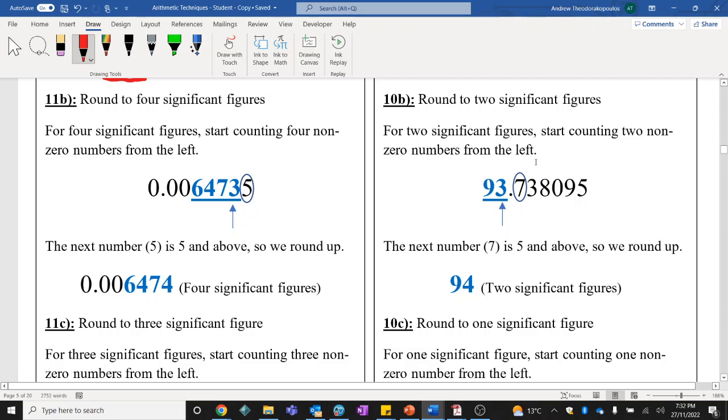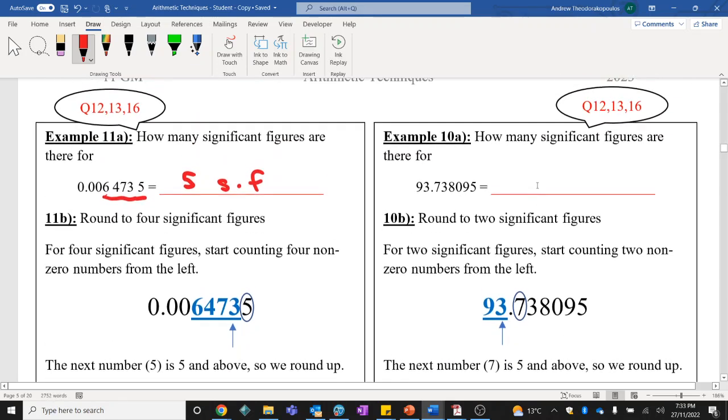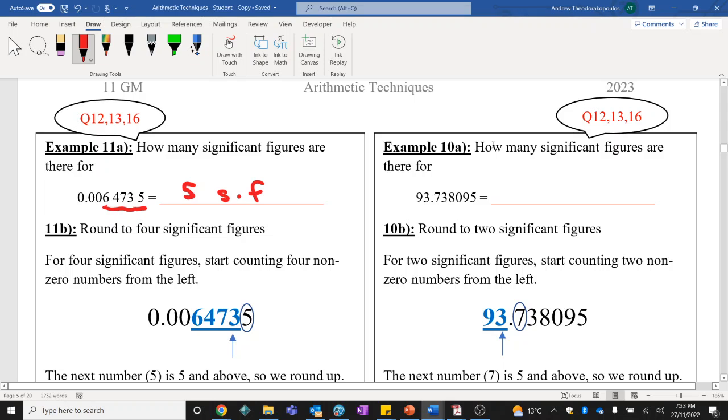Let's do the same thing here with a big number, a number that's bigger than 10. First of all, how many significant figures do we have? Well, it's a decimal number and they're all pretty much non-zeros apart from this one, which is sandwiched by 2 non-zeros. So all of them are significant. 1, 2, 3, 4, 5, 6, 7, 8. We have 8 significant figures.